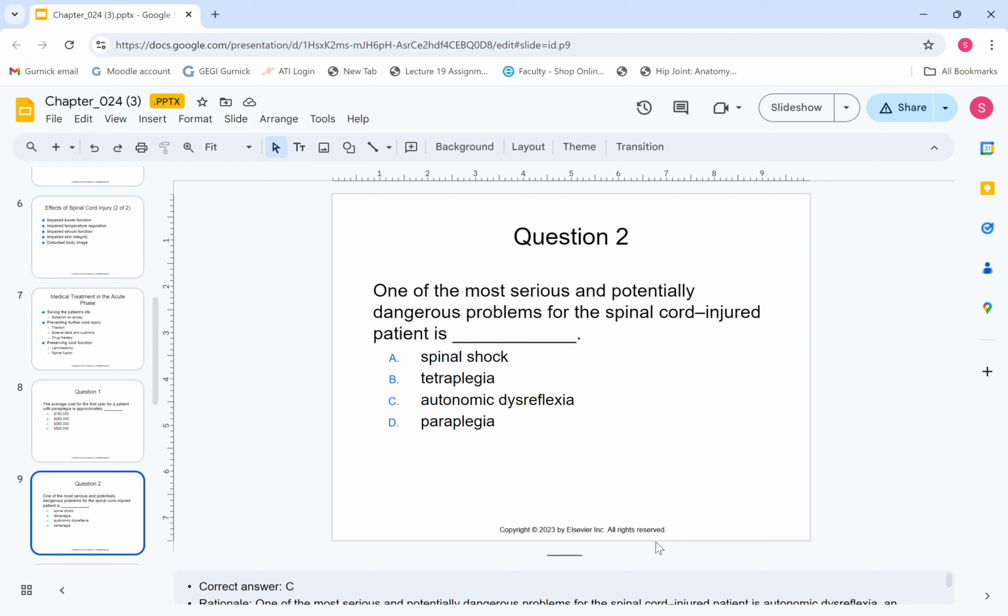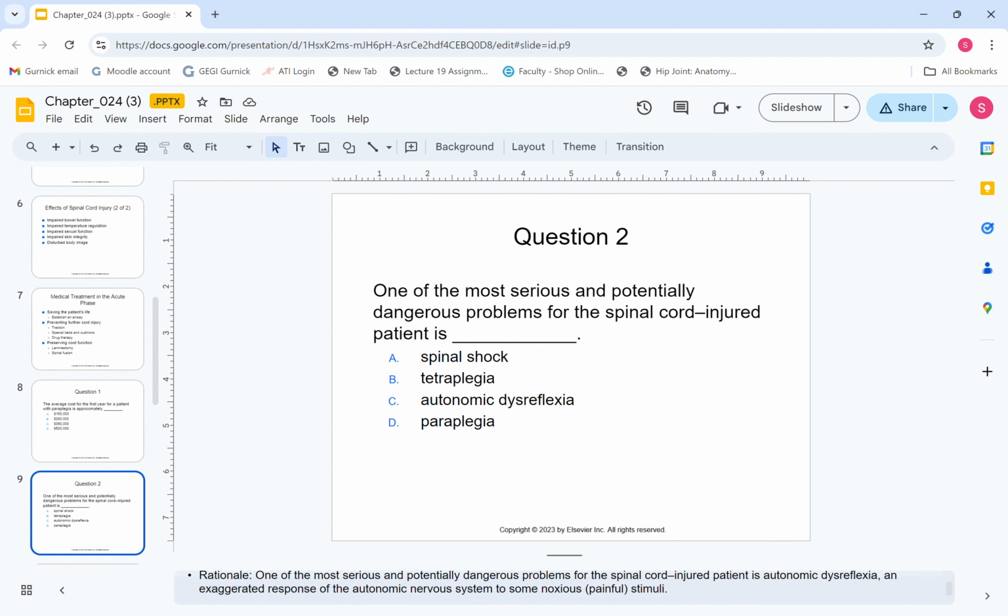Remember, when we answer a question like this, we want to use our ABCs. All right, and autonomic dysreflexia, since it has something to do with our blood pressure, that's circulation. All right, C is going to be our top priority. Okay, the notes say one of the most serious and potentially dangerous problems for spinal cord injury patient is autonomic dysreflexia, an exaggerated response of the autonomic system to some noxious stimuli, and noxious means painful or irritating.